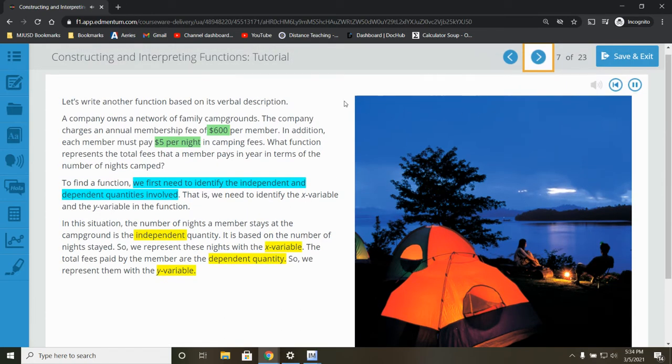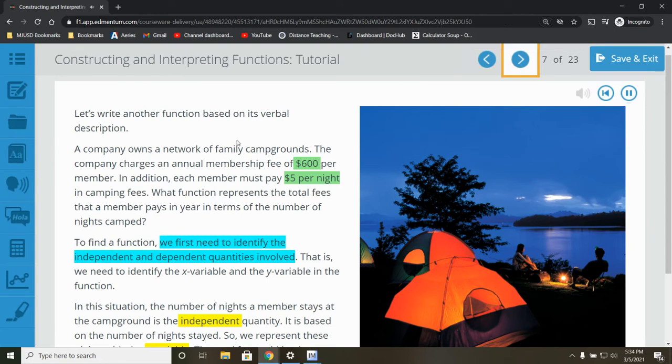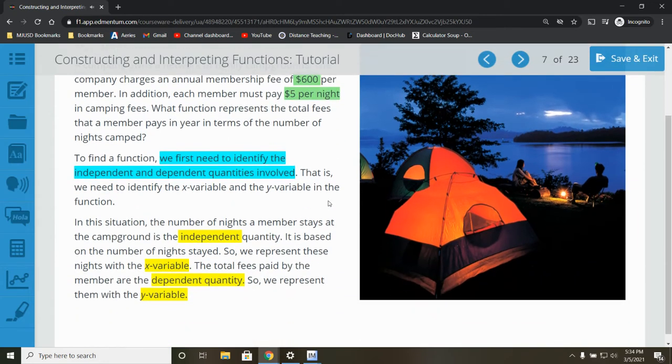A company owns a network of family campgrounds. The company charges an annual membership fee of $600 per member. In addition, each member must pay $5 per night in camping fees. What function represents the total fees that a member pays in a year in terms of the number of nights camped?